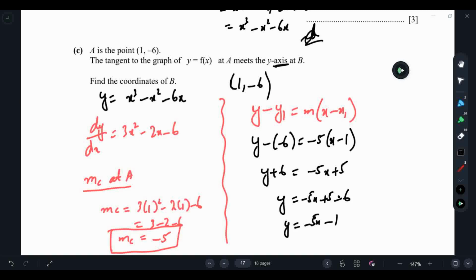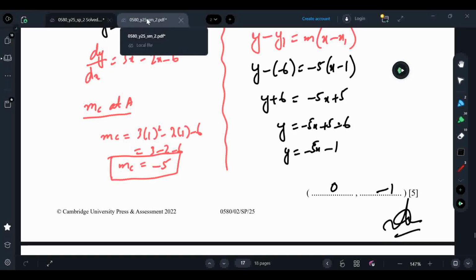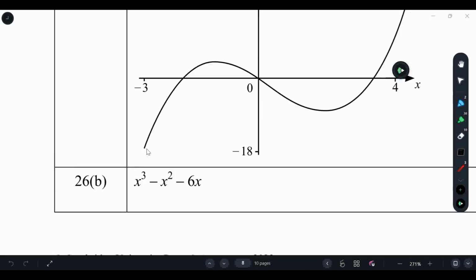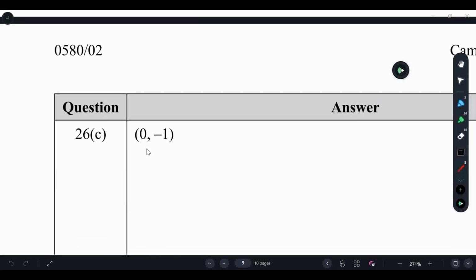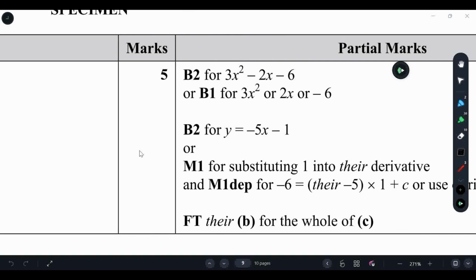As they were saying that it intersects the y-axis, it means where x is equal to 0, or the y-intercept. When x is equal to 0, y will be minus 1. So 0 and minus 1 will be the final answer. Let's check this one. Yes, 0 and minus 1 will be the final answer. And you can see that we have to find the equation and then we can simplify it.